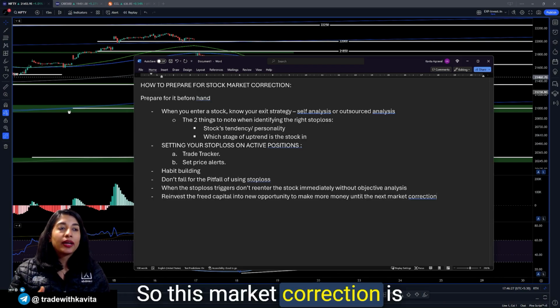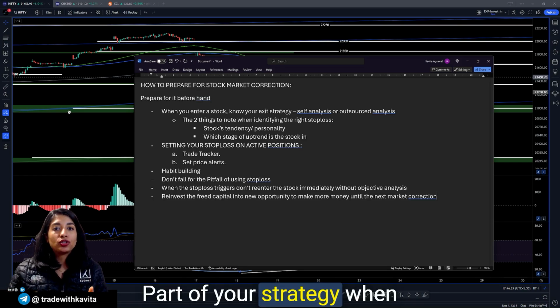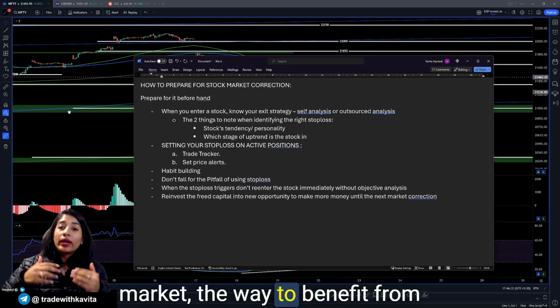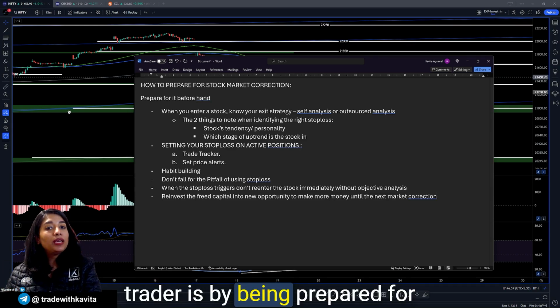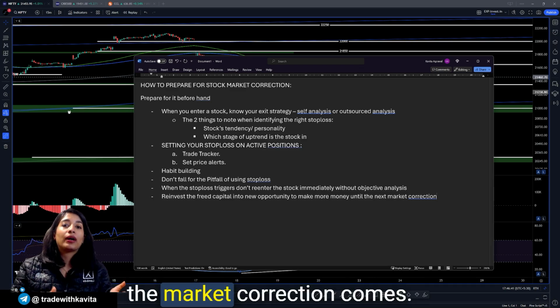So this market correction is actually a very important part of your strategy when you're an active trader in the market. The way to benefit from it, even if you're not a short side trader, is by being prepared for the market correction before the market correction comes.